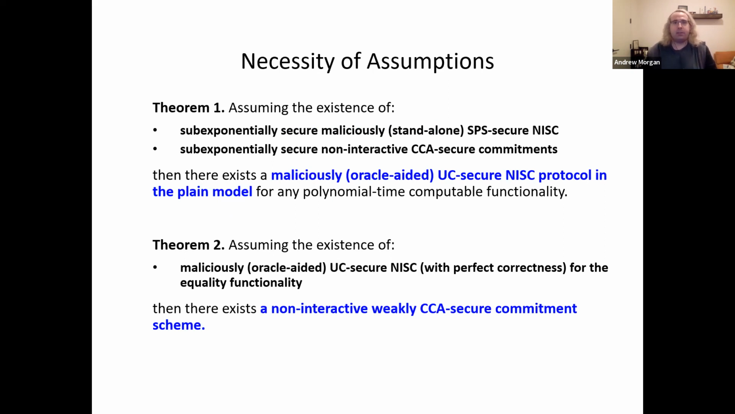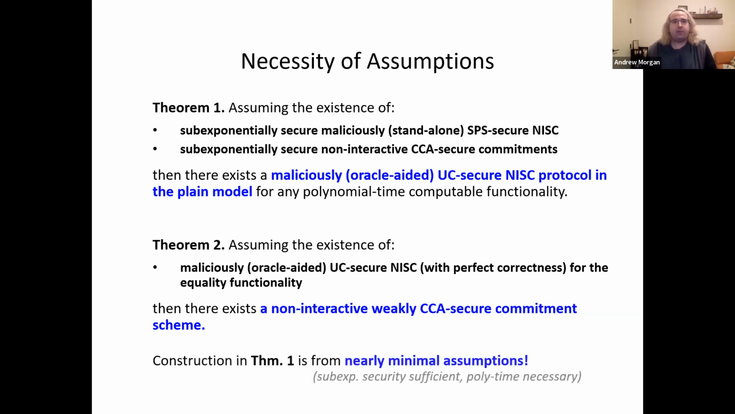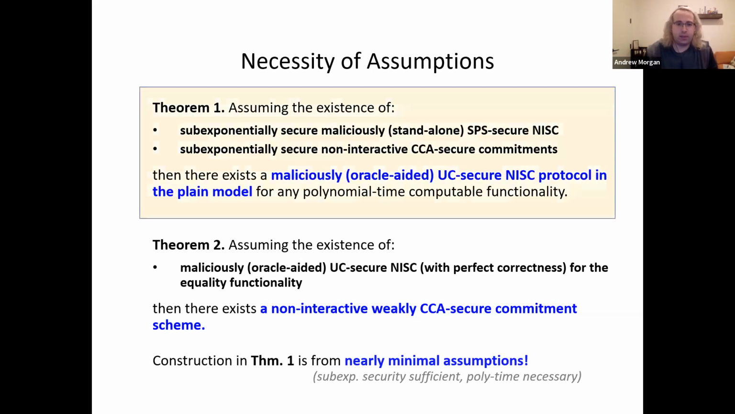There's a minor gap, which is that our NISC construction requires sub-exponentially secure primitives, while the primitives implied by UC secure NISC only have polynomial time security. For the sake of time, I'll defer the details of our second theorem to our paper, and I'll spend the rest of this presentation providing some insight into some of our ideas behind theorem 1 and our construction of NISC.